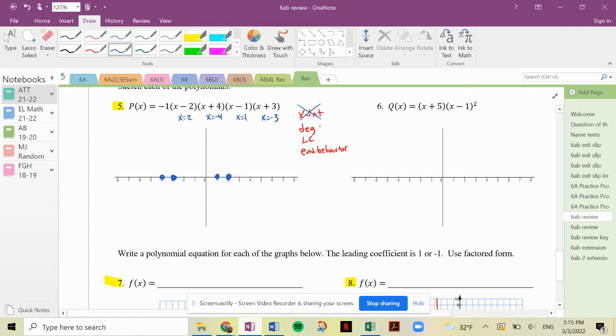Now I need to look at my degree. Degree is the highest exponent on a variable. If we multiply this whole thing out, we would be multiplying at most 4 x's together, which would give me x to the 4th. So this is degree 4, which is an even number. Our leading coefficient, that number out in front, in this case is -1. So I'm thinking, even degree, leading coefficient that's negative.